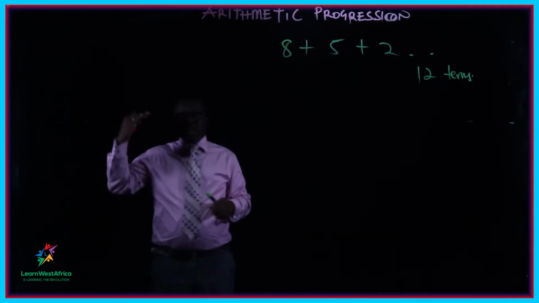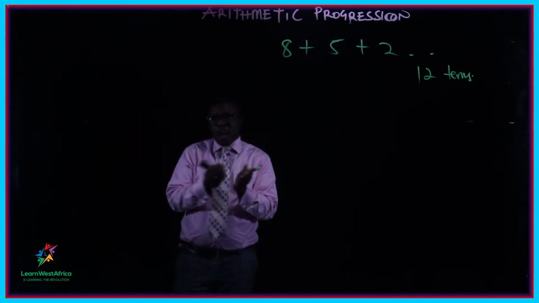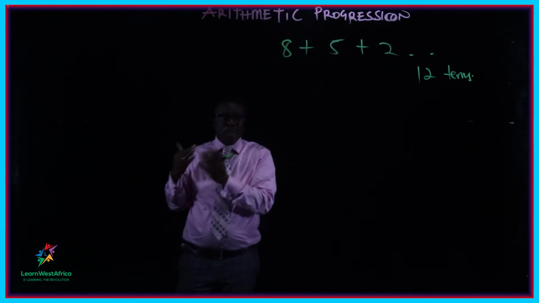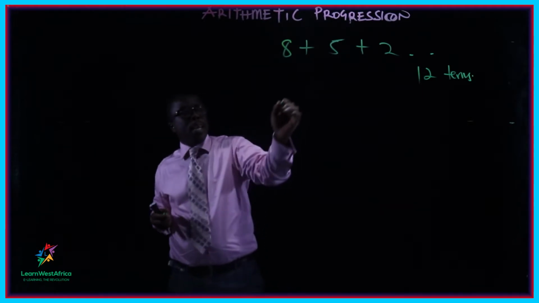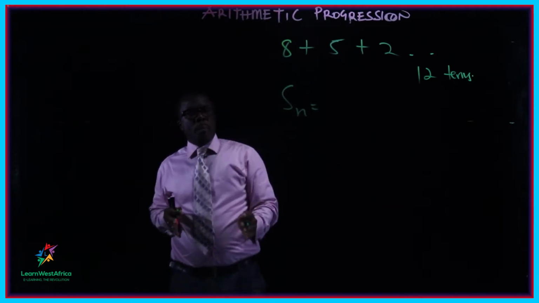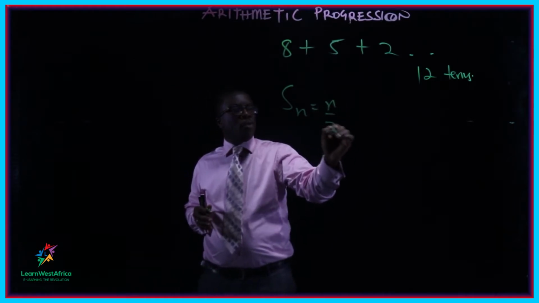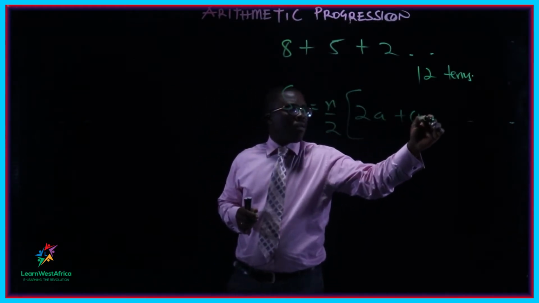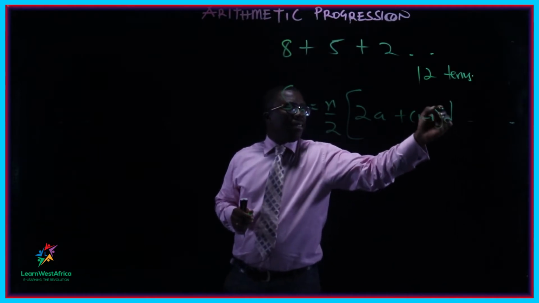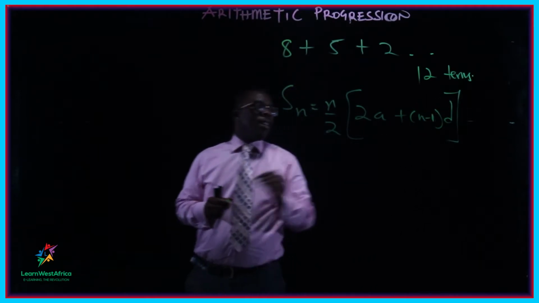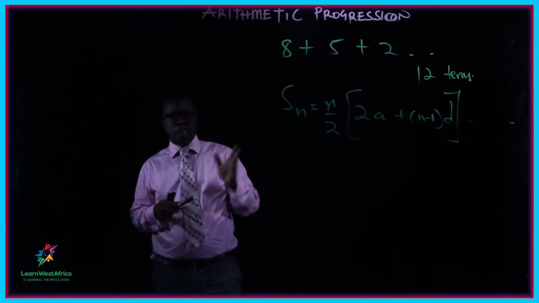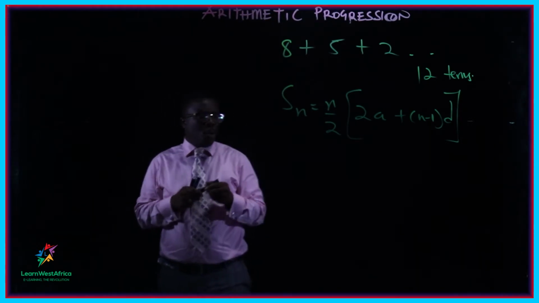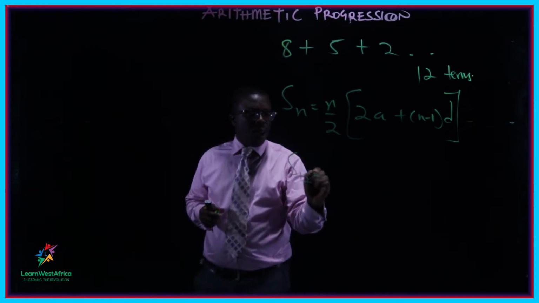Remember that in the introductory video to this portion of arithmetic progression, we saw, and even from your own studies you know, that the sum of terms of an AP is given by n over 2 into bracket 2a plus n minus 1 d. That's the sum of terms of an AP. So here we have 12 terms, so we want to find S12, the sum of 12 terms.